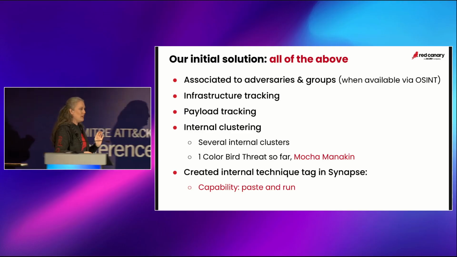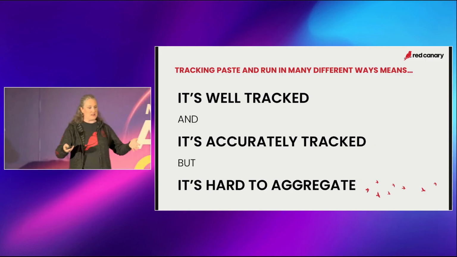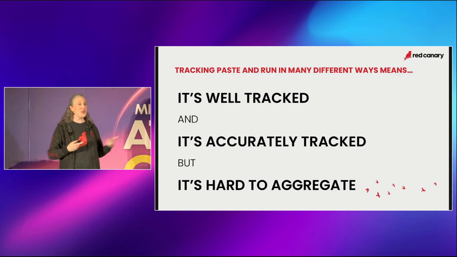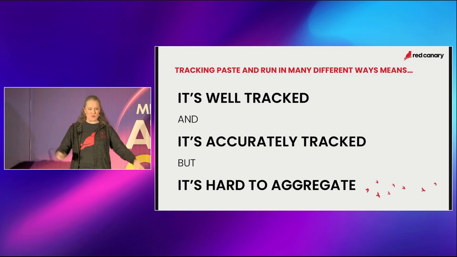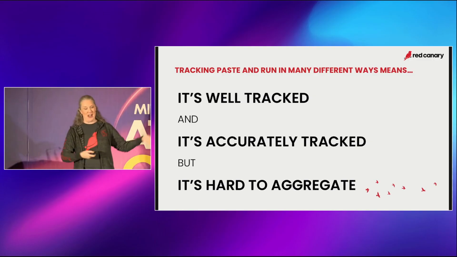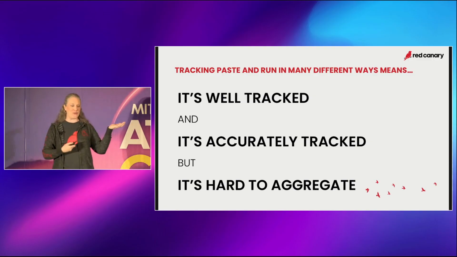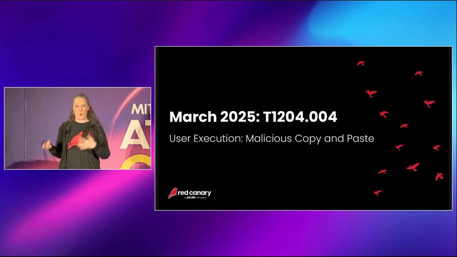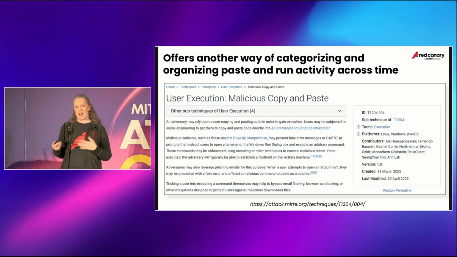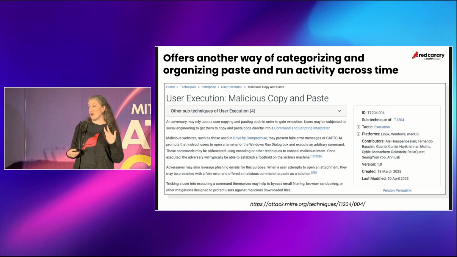So tracking it in this many ways means it's well tracked and accurately tracked at Red Canary, but it's really hard to aggregate, right? It's really hard to look at this data over time. Enter, and it should say April of 2025, this new sub-technique for user execution, 0.004 malicious copy and paste, which is great. It gave us another way of categorizing and organizing this activity across time. And MITRE ATT&CK is integrated with a lot of the other things that we use. So this was very exciting.